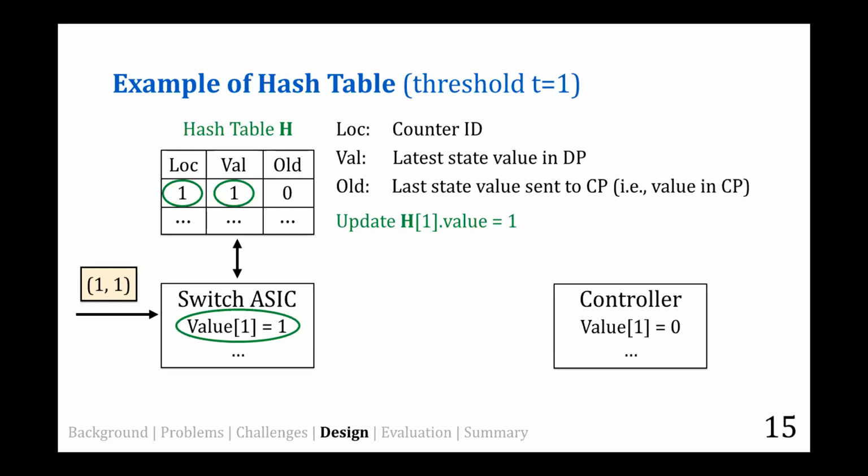Okay, that's a good question. In the current design of ApproSync, we assume that the hash table stores the last state value sent to the control plane, which equals the value stored in the control plane currently. But I think this is a good question, and in the current design of ApproSync, we didn't tackle this problem. So I think maybe we can investigate this direction in the future. Okay, thank you. You're welcome.